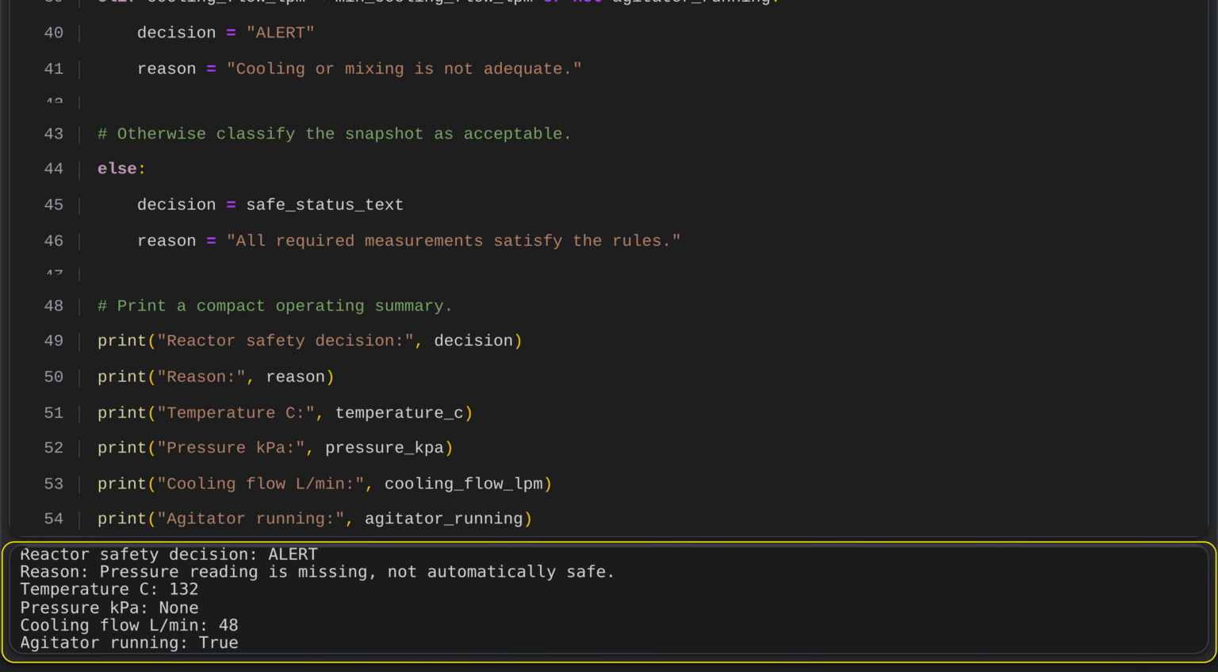This script checks reactor safety using temperature, pressure, cooling flow, and agitator status. It starts with a conservative review decision, then raises an alert if pressure data is missing, temperature or pressure is too high, cooling flow is too low, or the agitator is off. If none of these problems are found, it marks the reactor as safe. The output summarizes the decision, the reason, and the current readings.